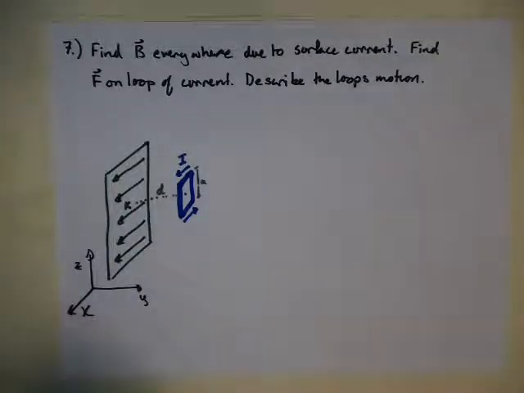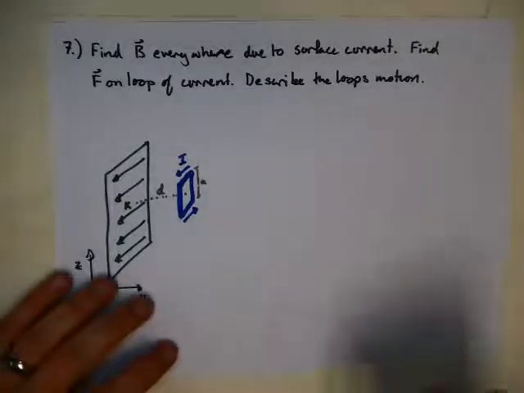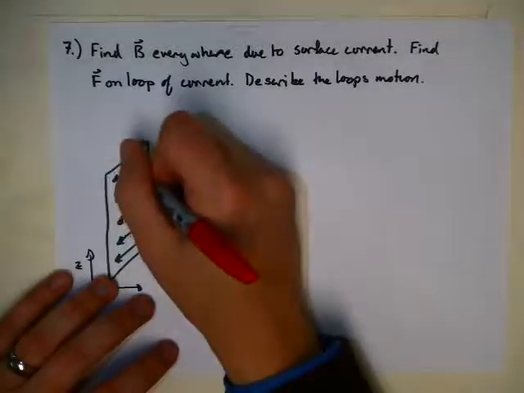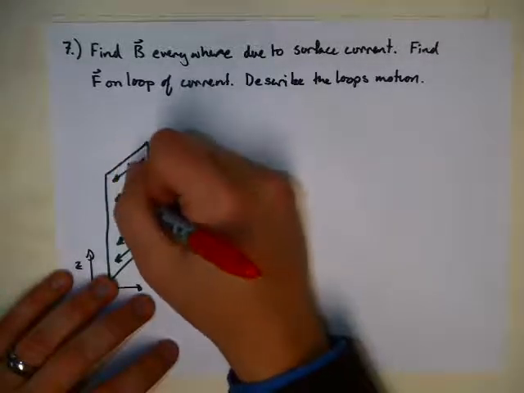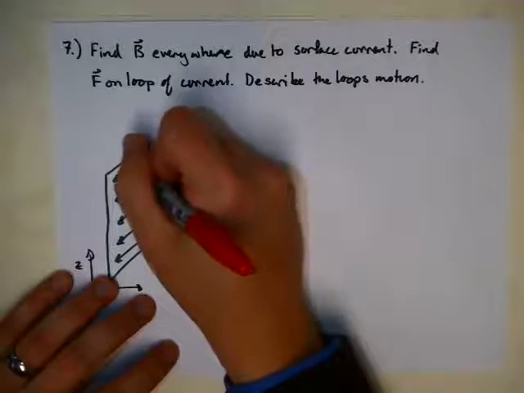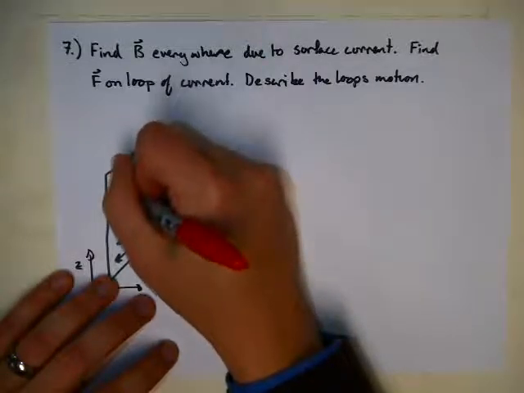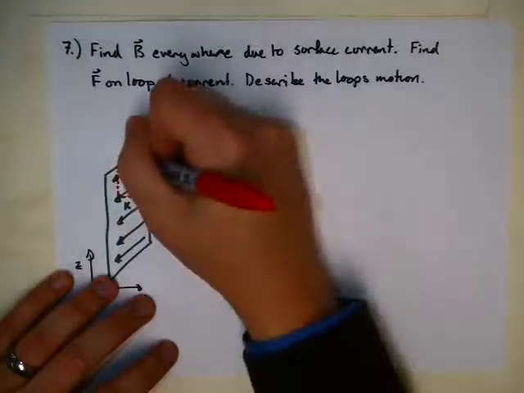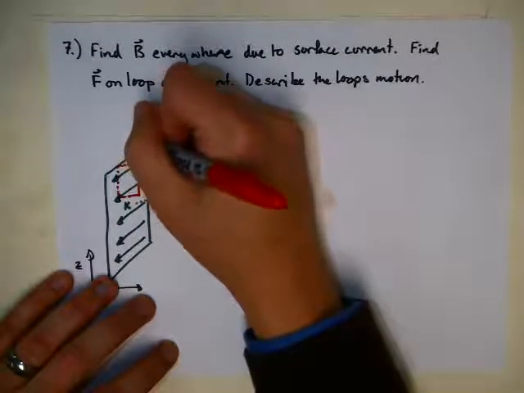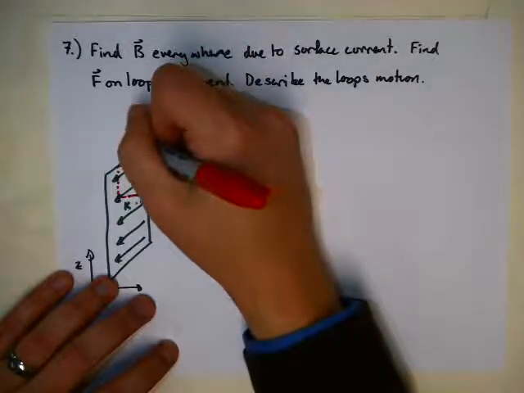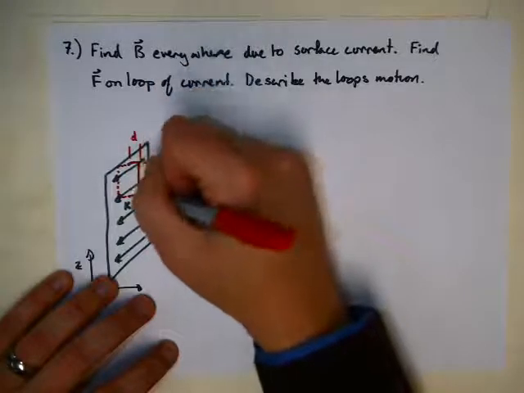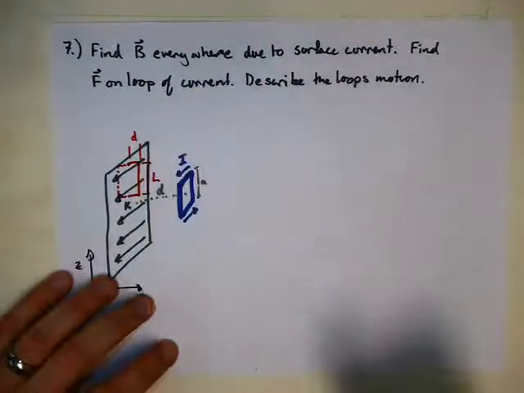Now, in order to find the magnetic field everywhere, we're going to employ Ampere's law, and the Amperian loop that we like for a surface current is actually a box. The height of the box here is going to be given by, let's call that D, and the length of the box will be given by a capital L.